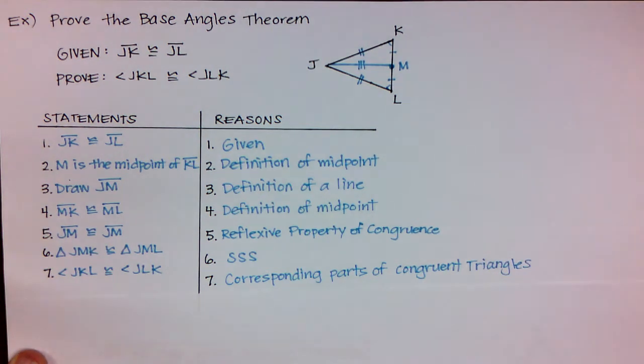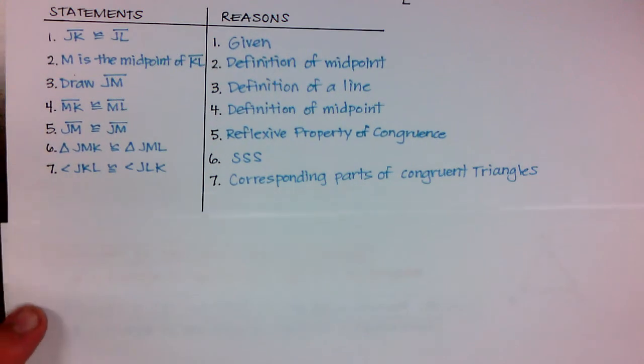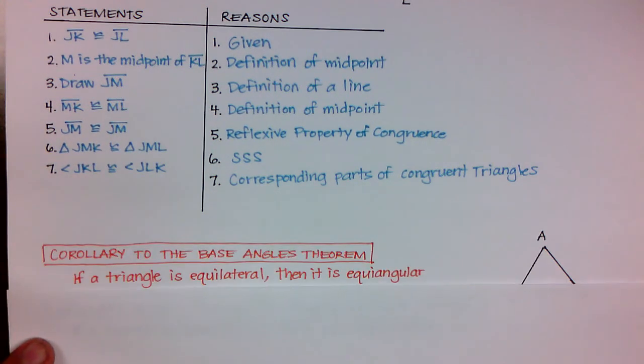And that should be enough of a reason. Okay? I'm going to introduce to you two more corollaries to the base angle theorem. So this is related to an equilateral triangle. And I'm going to say that if a triangle is equilateral, it's also equiangular.